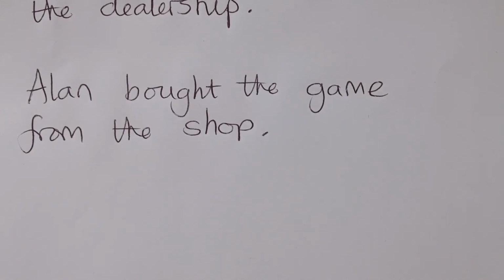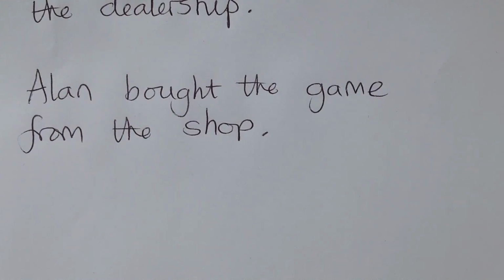So we could have had something like Alan, who was a keen gamer, bought the game from the shop. Alan, who had just been given his money for his birthday, bought the game from the shop. So you can see I can drop some extra information within the commas. Or Alan bought the game, one he had wanted for ages, from the shop. Alan bought the game, the new FIFA football game, from the shop. So you can see I can add something extra in. So I hope you had a really good go with that.